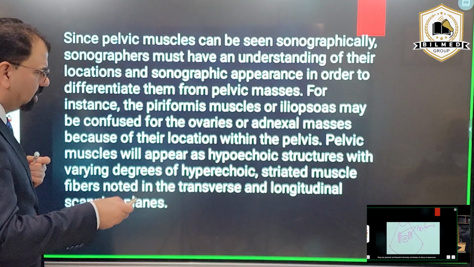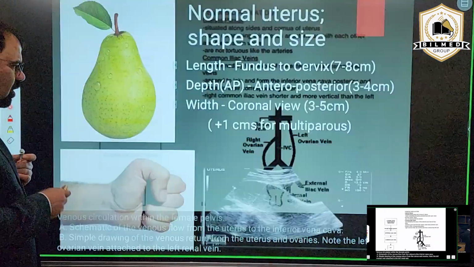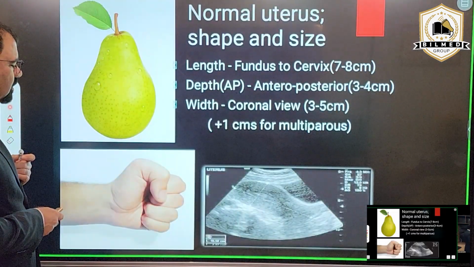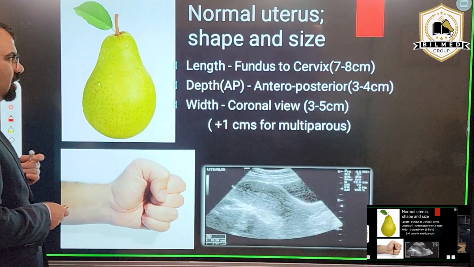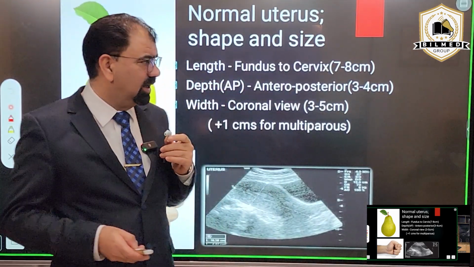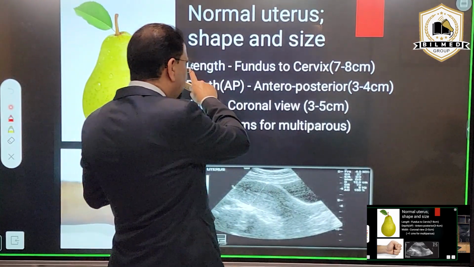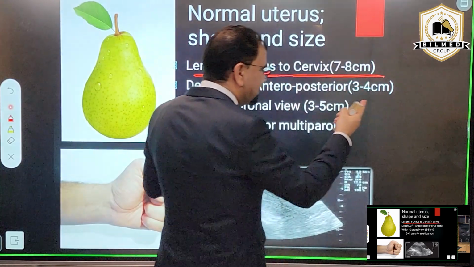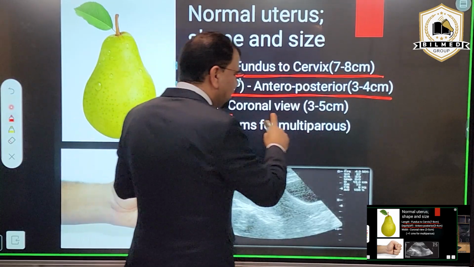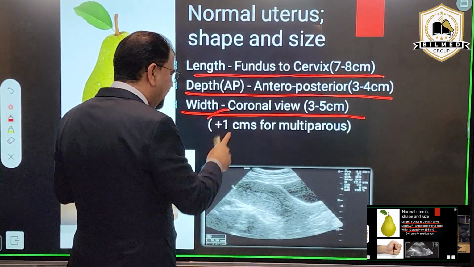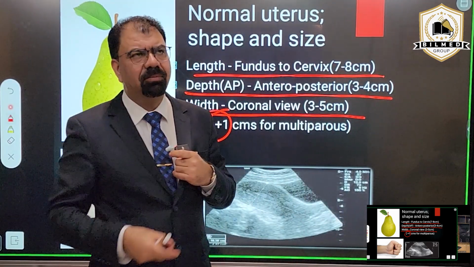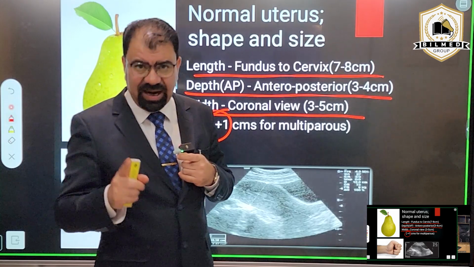This is the detail of all these muscles, how they look, and how they look on ultrasound. Now, normal uterus. Dr. Madhuri, how much is the length? We all know that the length is about 7 to 8 centimeters, depth is about 3 to 4 centimeters, and width is 3 to 5 centimeters, and add about 1 centimeter for multiparous. You can note it down. But the main important point is the question.